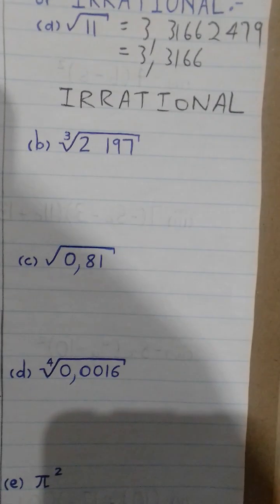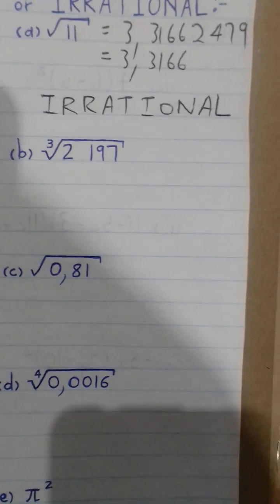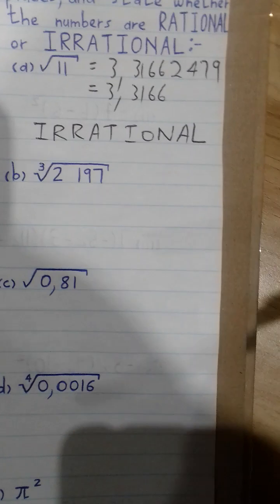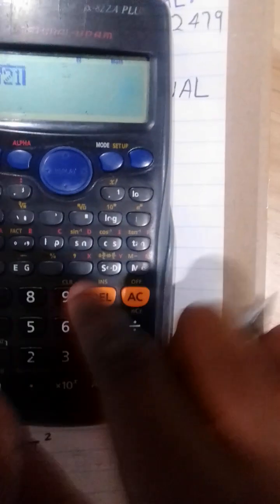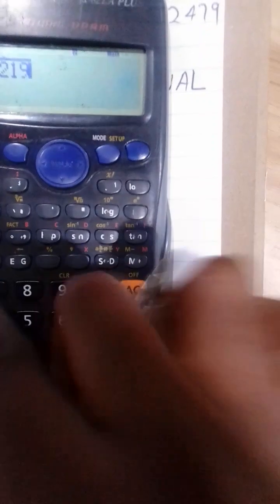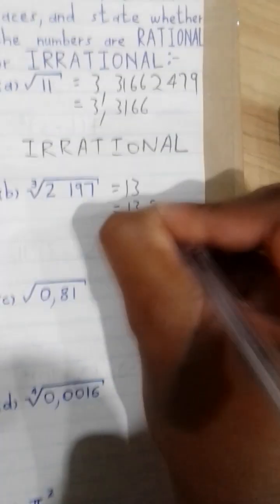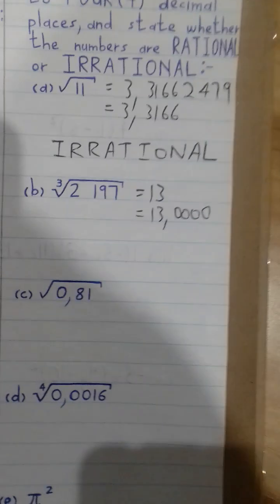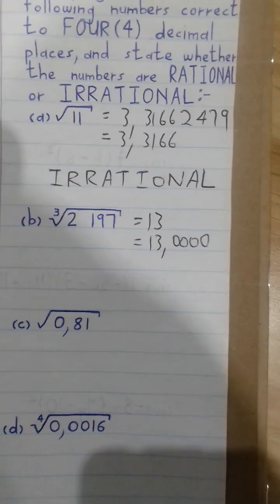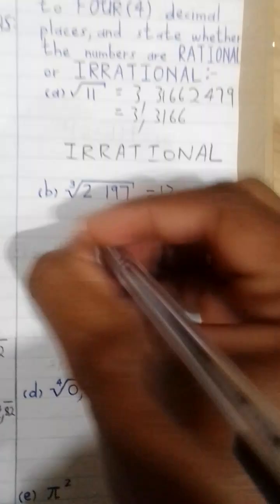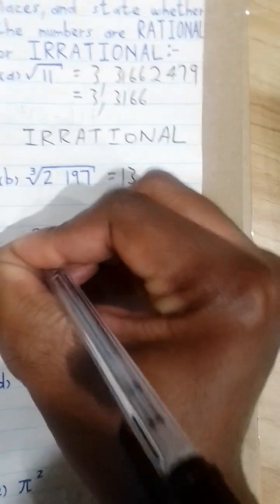B, cube root of 2197. So the cube root of 2197 is 13. To 4 decimal digits, it's just 13.0000. It can be written as a fraction. It's 13 over 1, so therefore it is rational.